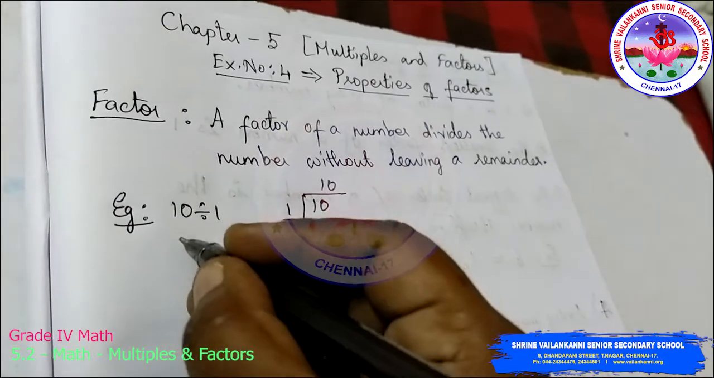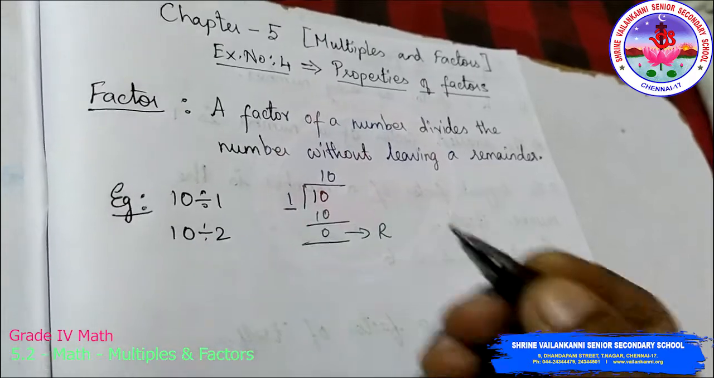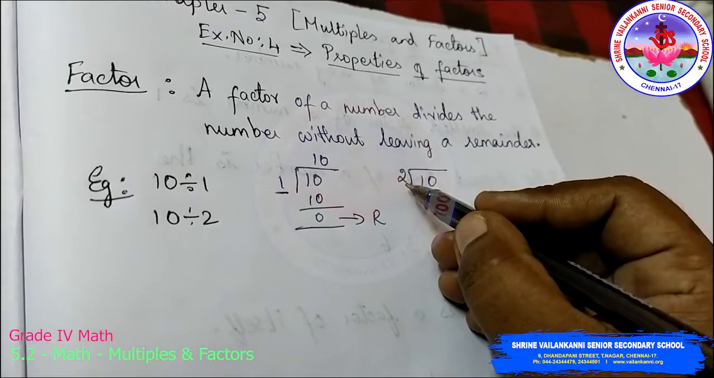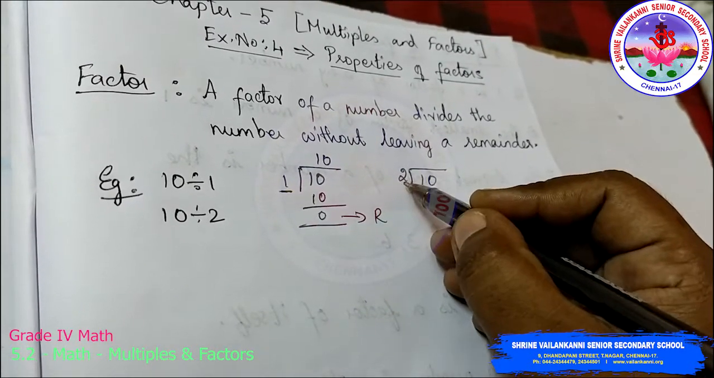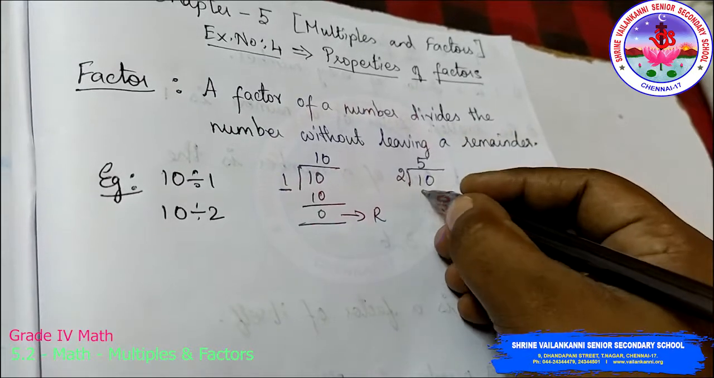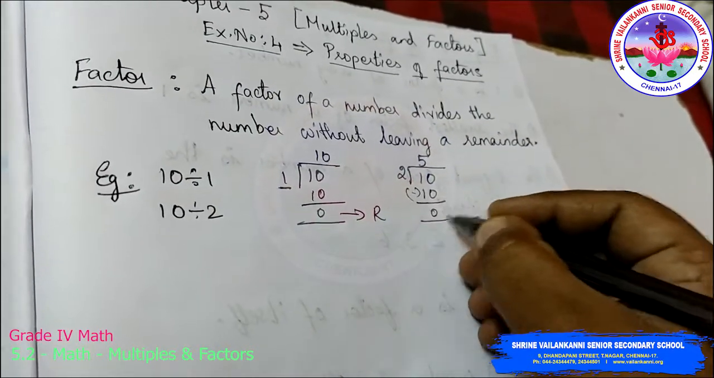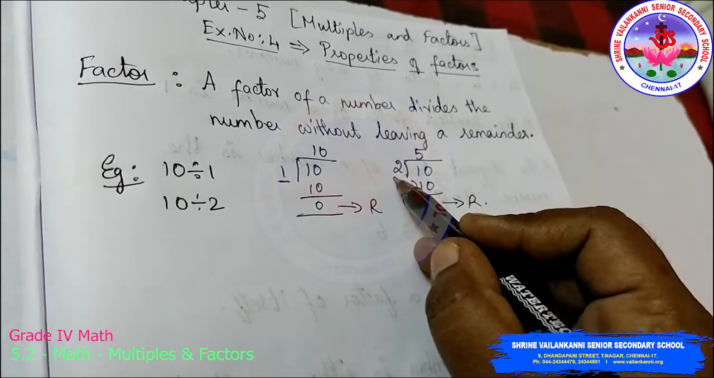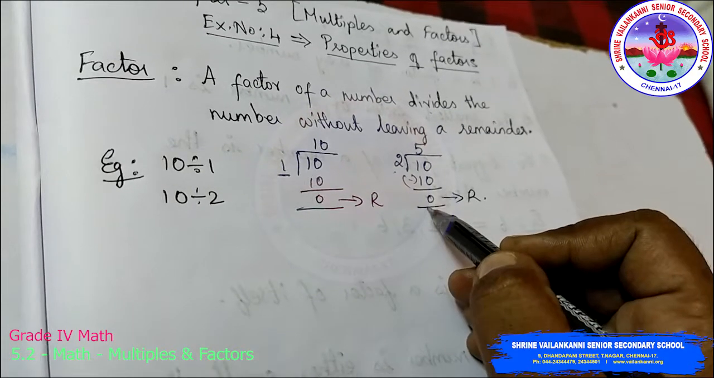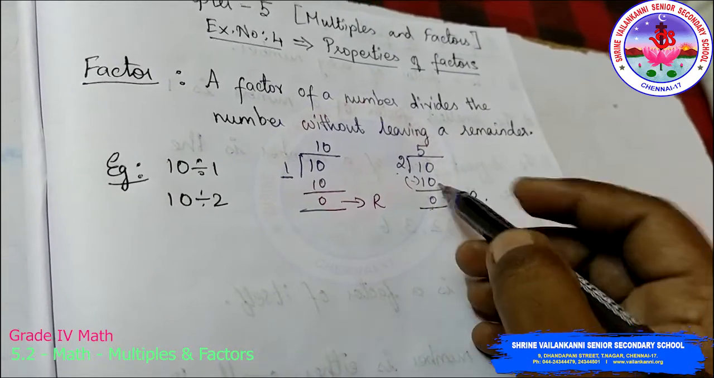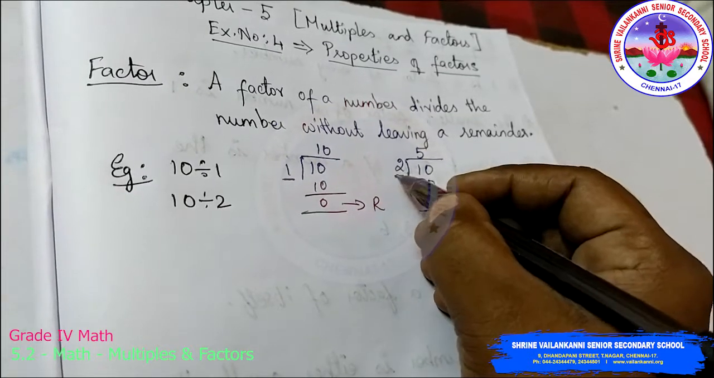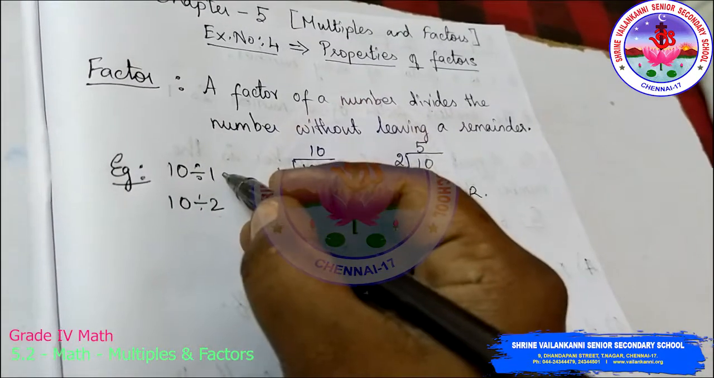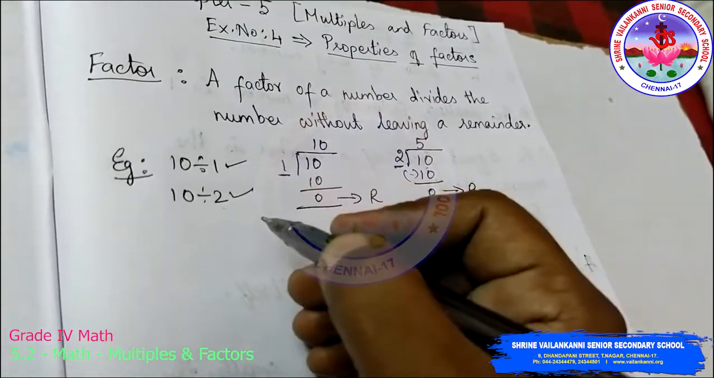Understood? Next, 10 divided by 2. Just divide and see. How many times will 2 come in 10? 2 5s are 10. If you subtract, the remainder becomes 0. So when you divide 10 by 2, it gives the remainder 0. When you get the remainder 0, the divisor becomes a factor of the dividend. That is, 1 is a factor and 2 is also a factor.